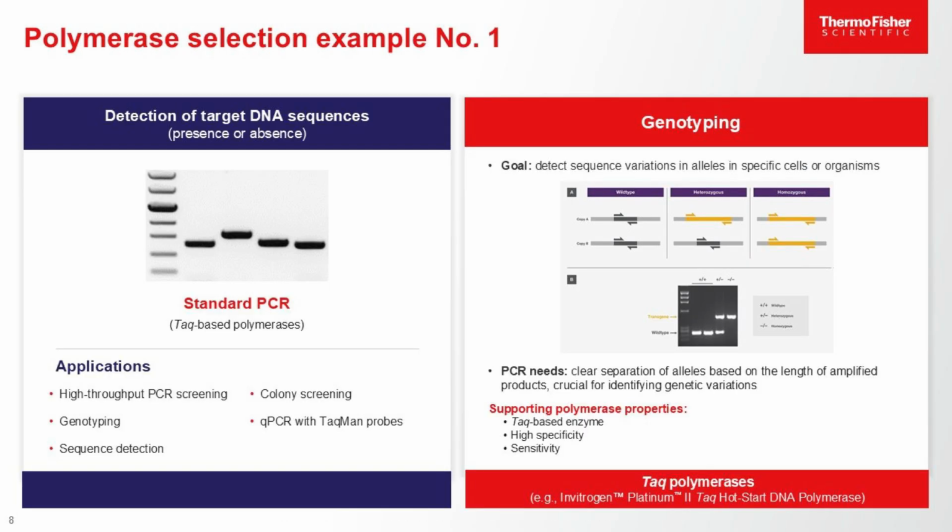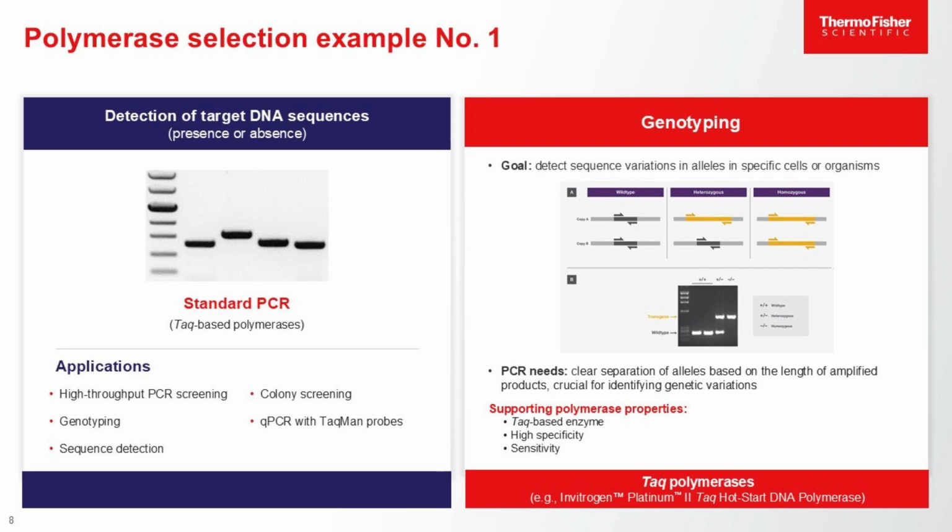Now let's move on to discussing specific examples of polymerase selection for various applications. Selecting the right DNA polymerase is crucial for the success of your PCR experiments, and different applications may require different enzyme characteristics. If you just need to detect target sequences by their presence or absence, a Taq-based enzyme like Platinum Taq hot start DNA polymerase is ideal.